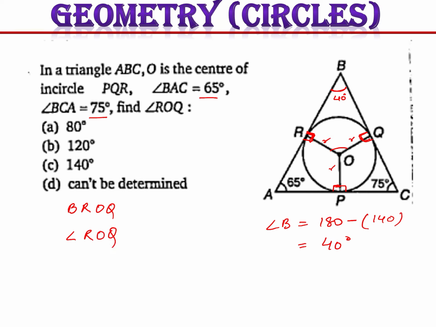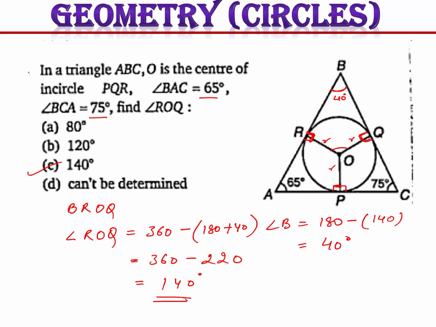Angle ROQ will be 360 minus, I know that two angles are of measure 90 and one angle is of measure 40 degrees. So 90 plus 90 plus 40. Here I get 360 minus 220. So my answer will be 140 degrees. So here we have the answer that the measure of angle ROQ will be 140 degrees. I hope this question is clear to all. So we move to the next question now.